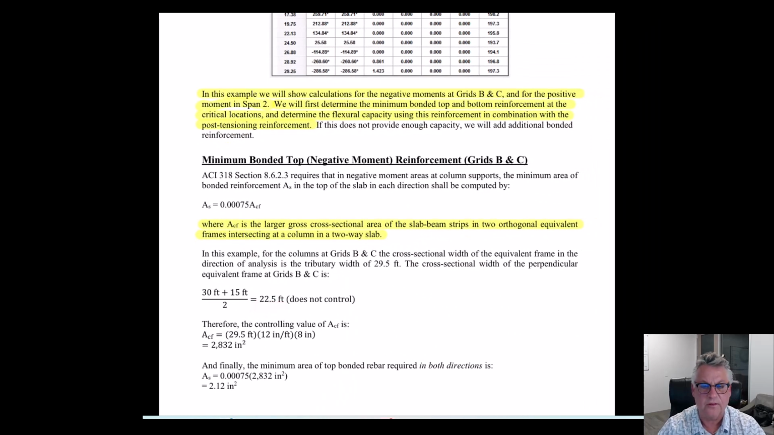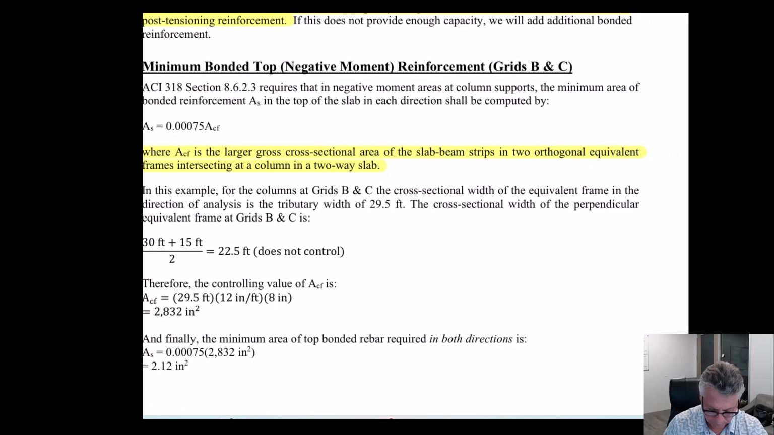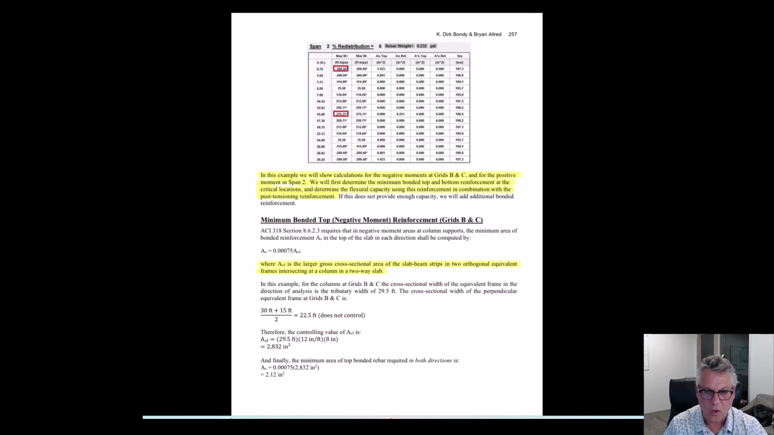That's 22.5 feet. It's less substantially than the 29.5 feet. So the 29.5 feet multiplied by the slab thickness of 8 inches is going to be our ACF, and that's going to apply in both directions. So ACF, 29.5 feet times 12 times 8, 2832 inches squared. Multiply that by 0.0075 and come up with 2.12 square inches of steel as a minimum requirement over those interior columns.